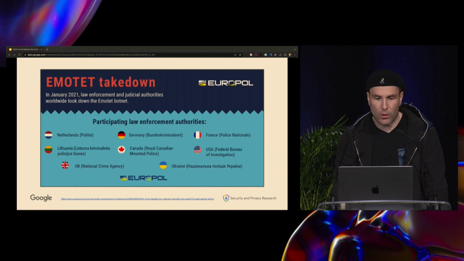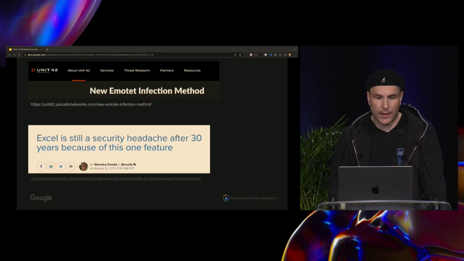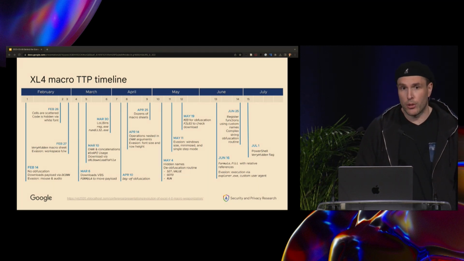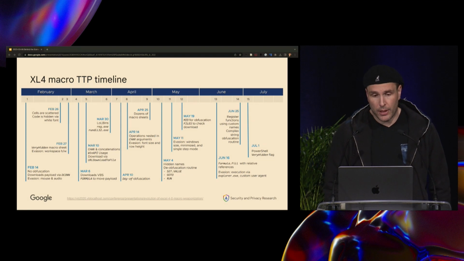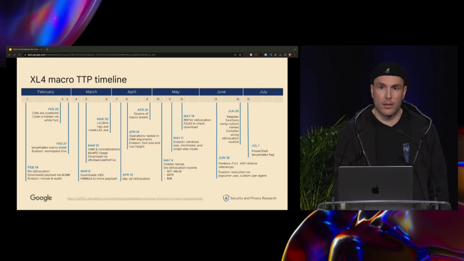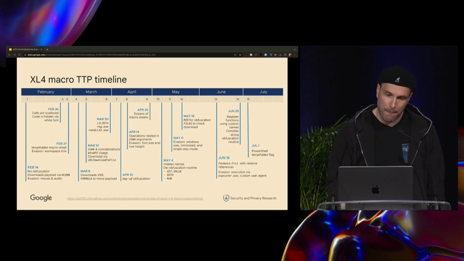Emotet was taken down by Europol alongside other actors of the industry. And the idea was to start their work with Excel. And again, in 2021, you see the timeline. It's no longer Word documents that are at stake, but Excel documents. Bursztein published a very interesting timeline about this.